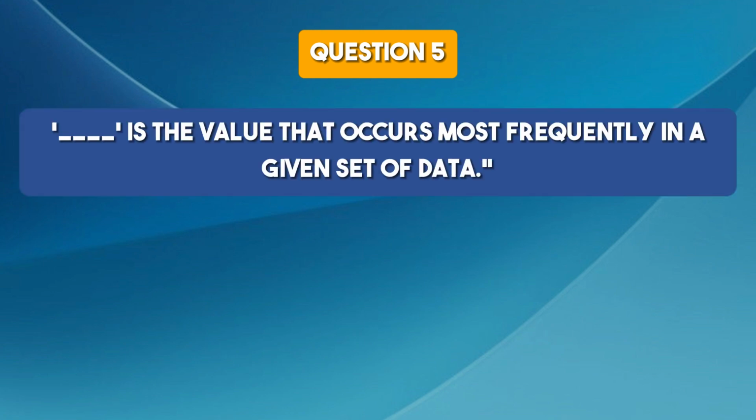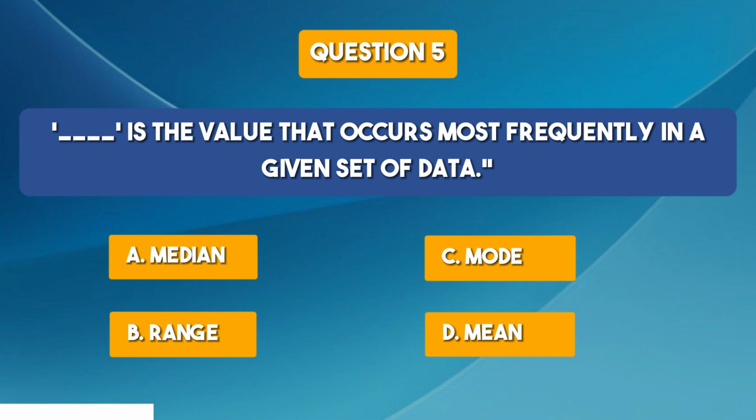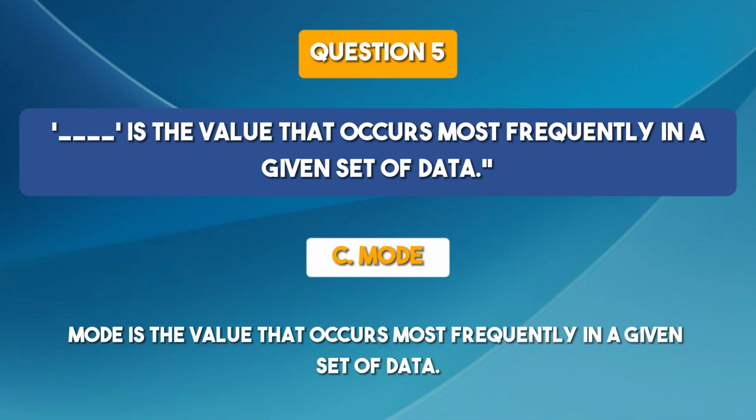Halfway there. Question 5 is the value that occurs most frequently in a given set of data. The correct answer is C, mode. Mode is the value that occurs most frequently in a given set of data.